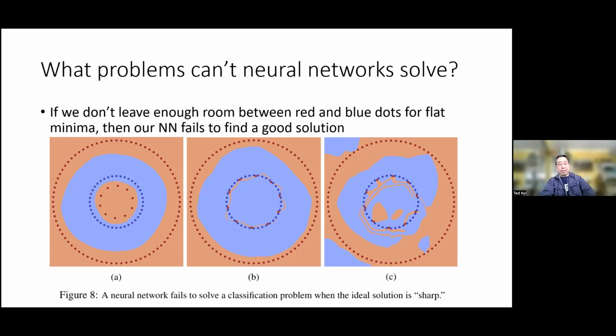And then if they move the red dots even a little bit closer to the blue dots, then actually the model is unable to do it, and it has this horrible thing, and it doesn't actually get 100% training accuracy.